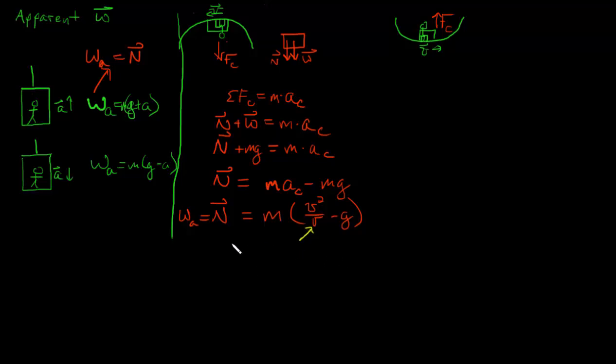If v squared over r equals g, then the normal equals 0 and we'll fall. So we need to know how fast we have to go. This is our critical speed, they call it. We could solve for that. So v is going to be, I multiply r by g and take the square root. And this is the critical speed.